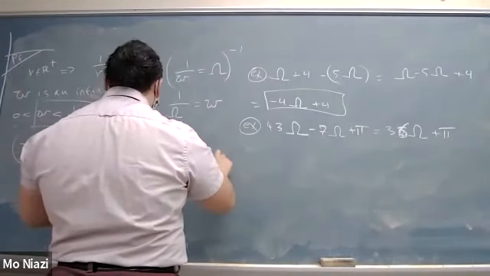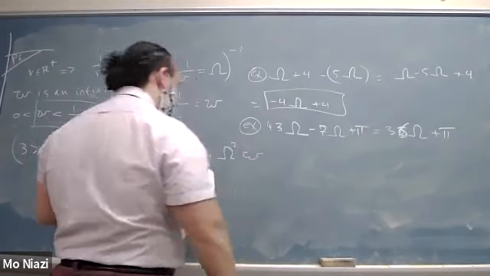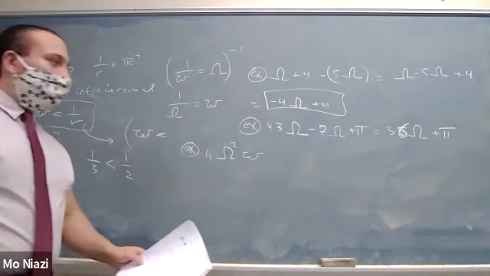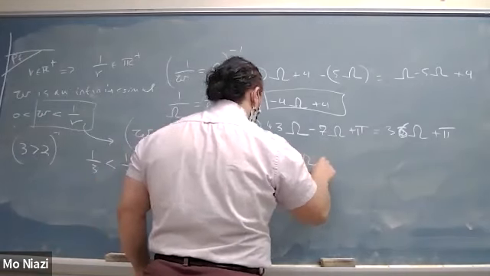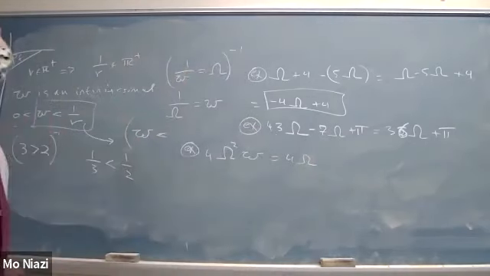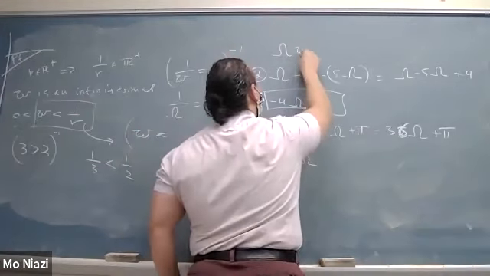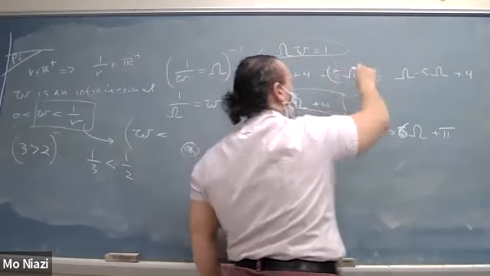And what about 4 omega squared times little omega? What do we get here? 4 capital omega. How do you know that? The book. So capital omega times little omega equals 1. Why though? It's quite a simple proof.